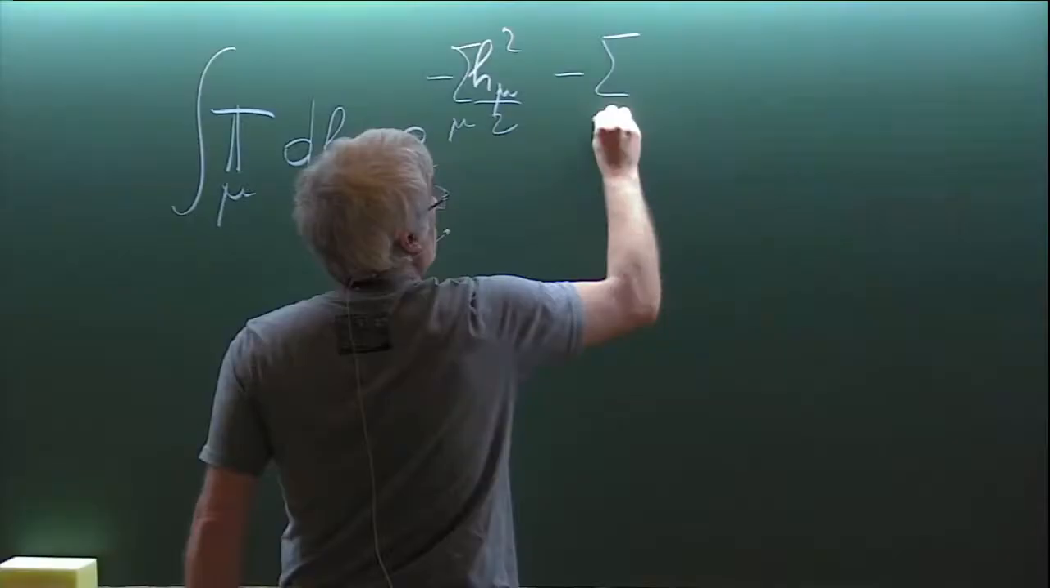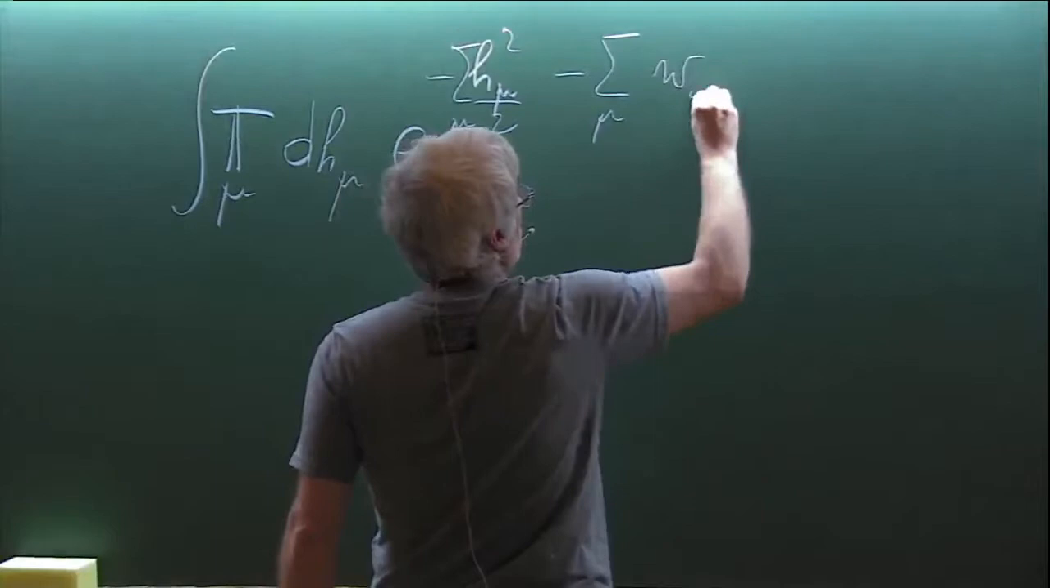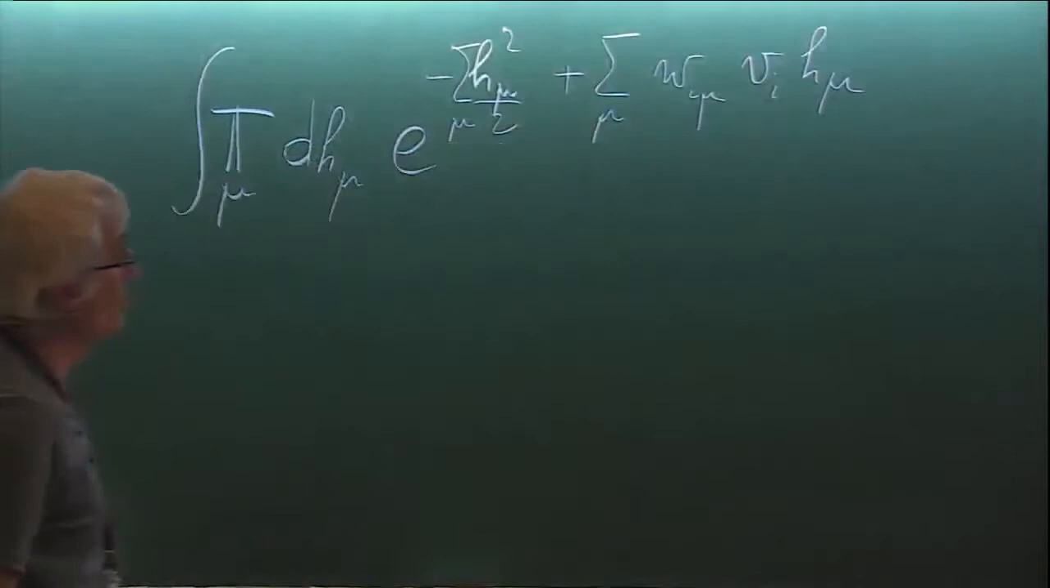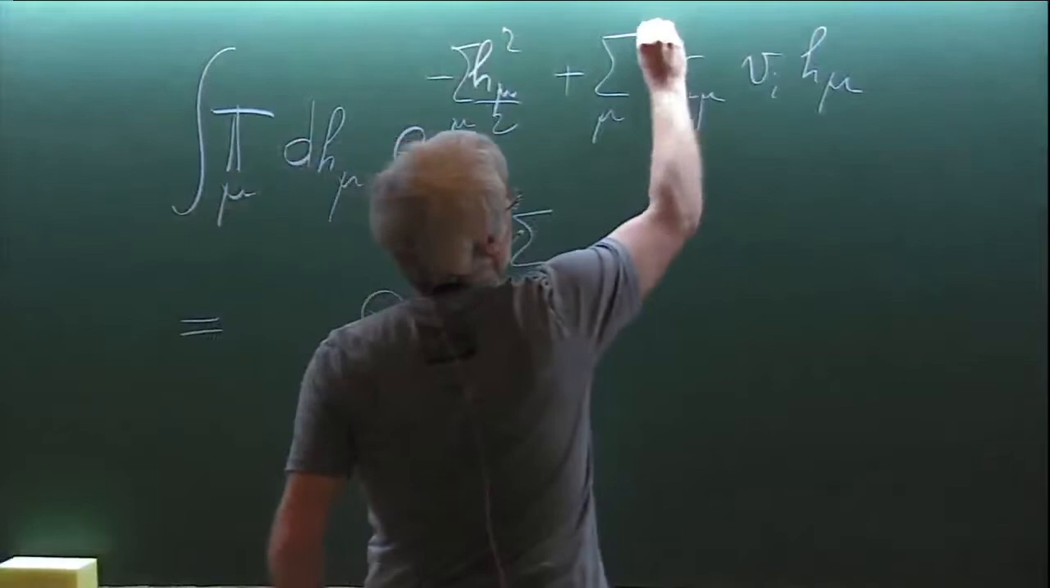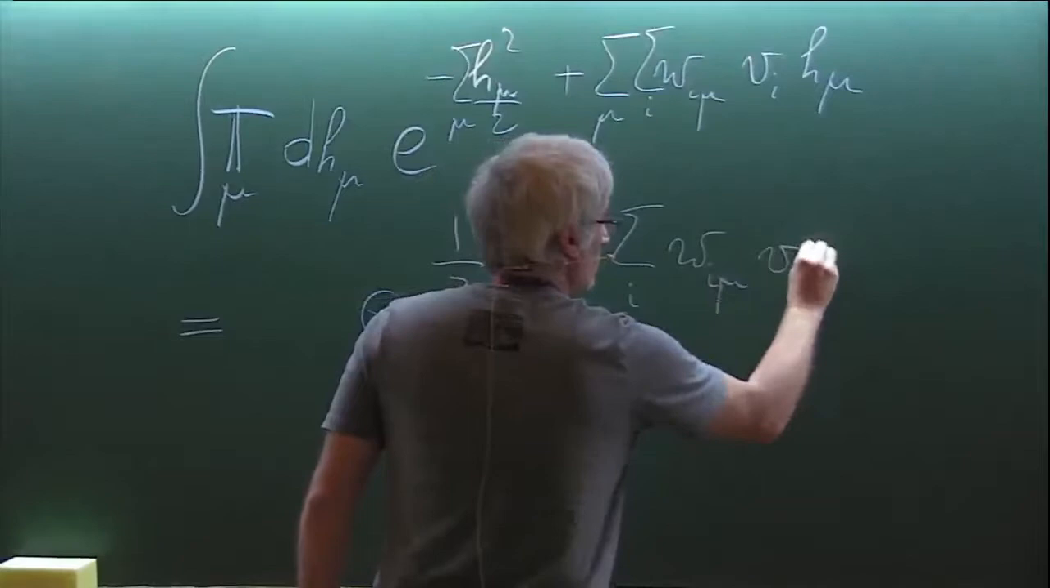Minus sum of a mu, wi mu, vi h mu. And obviously the integral can be done exactly up to square root of 2 pi, we don't care. It's going to be exponential 1/2, sum of a mu, because they are all independent. There was a sum of a I here. And then I get sum of a I, value I mu, the I squared.